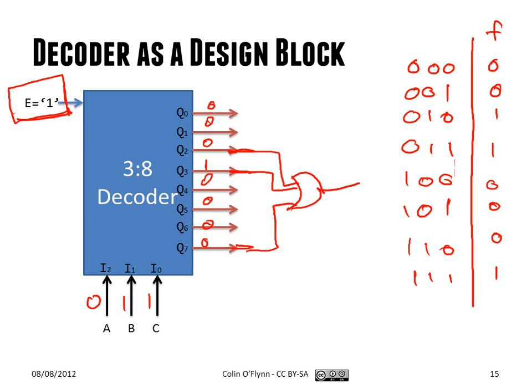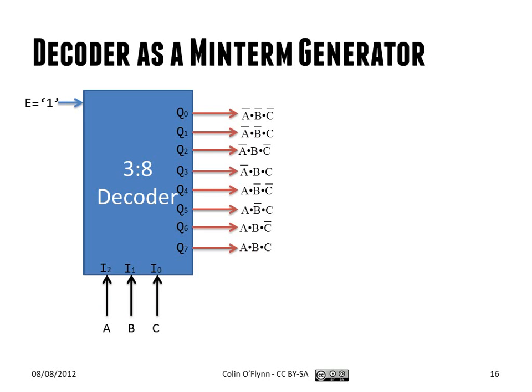Now, for example, if I input 101, so if I change this to 101, what's going to happen is Q5 will be high and the rest of them will be low. I don't connect Q5 to anything. So this final output will be zero. It's only when one of the desired one locations is inputted to the input line of the decoder, the associated output goes high, the final output goes high. So that's how we can use a decoder as a design block as well. If you want, you can think of each of those locations as a minterm, which we talked about before. So all we're doing is we're ORing the proper minterms.